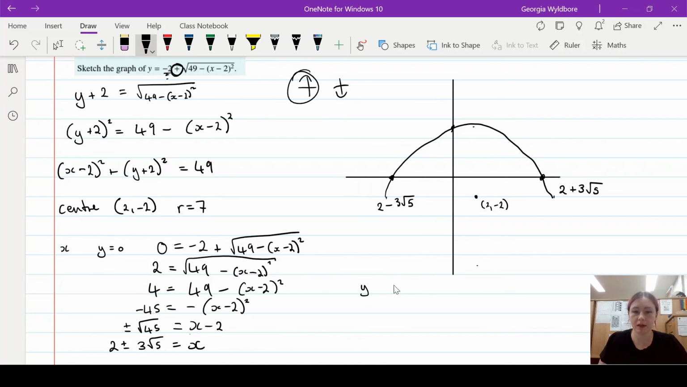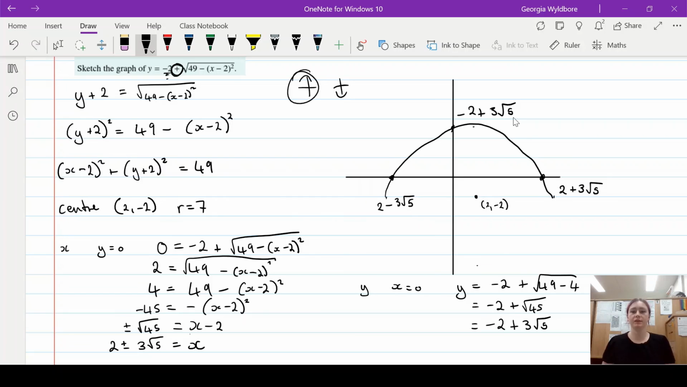And our y-intercept, when x is 0, we get y equals negative 2 plus the square root of 49 minus, and obviously 0 minus 2 squared is 4. So 49 minus 4. So negative 2 plus root 45, which we already know is 3 root 5. So negative 2 plus 3 root 5. There we go. We have sketched our semicircle.